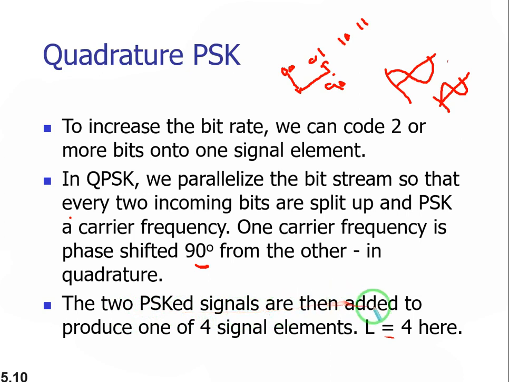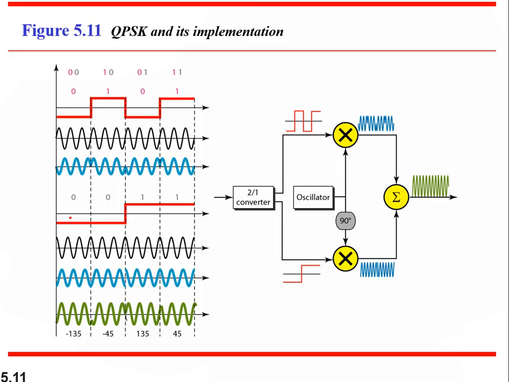So the two PSK signals are then added to produce one of 4 signal elements. I will show you in a graph now. How many levels do we have? 4. How can it be 4? Because we are taking 2 bits, so 2 raised to the power 2 is 4, which means 4 levels. Again the same one: 00, 10, 01, and 11. This is our data.